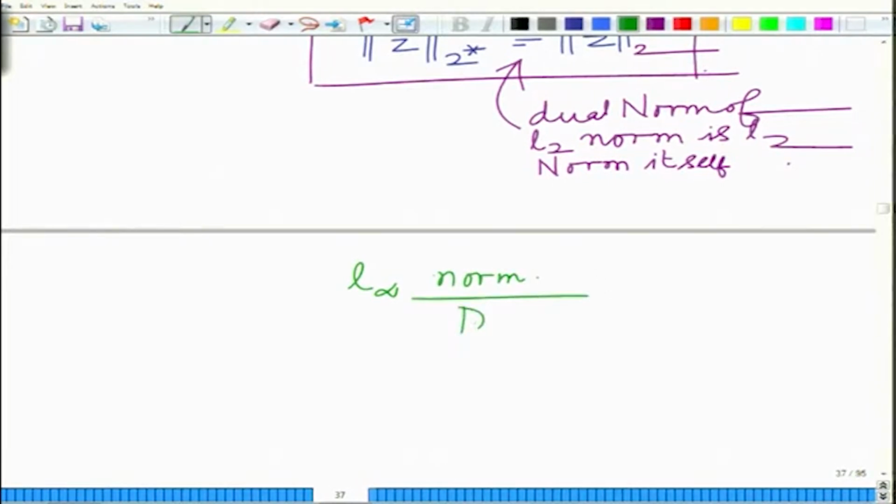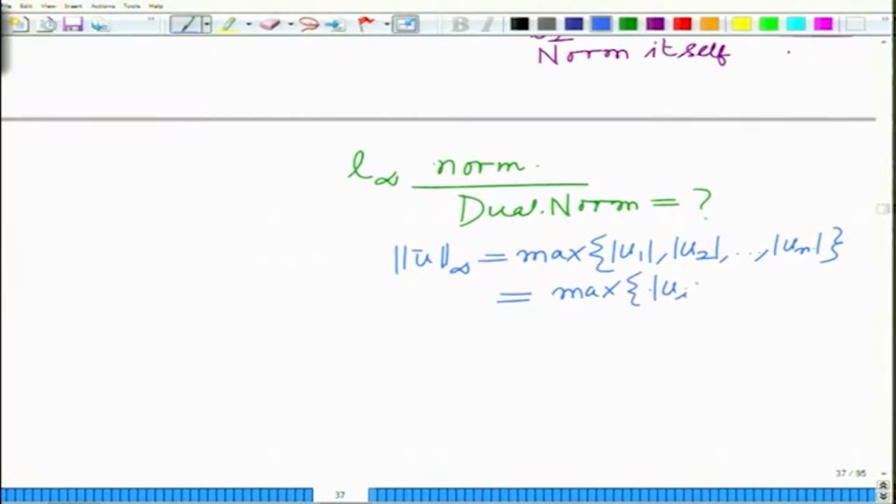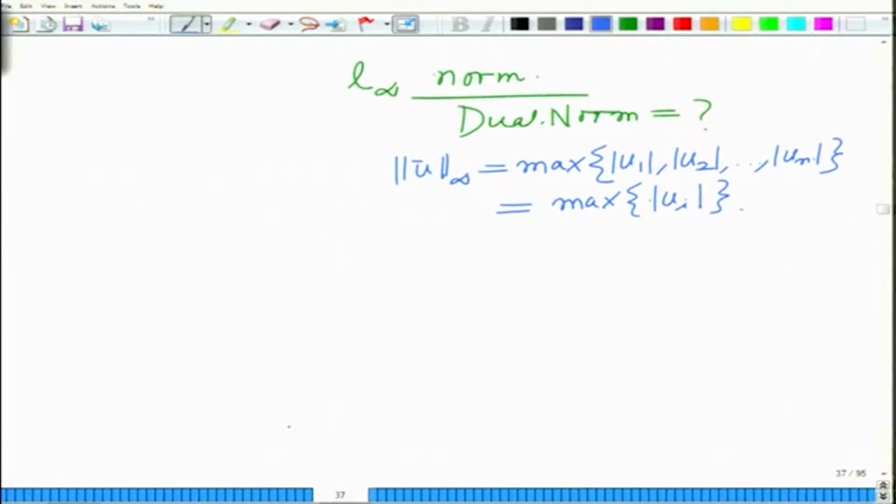We want to ask the question, what is the dual norm of the L infinity norm? Now, remember, the L infinity norm of u is simply the maximum of magnitude u1, magnitude u2, up to magnitude un, or simply the maximum of the magnitudes of all components. Now, what is the dual norm of the infinity norm?